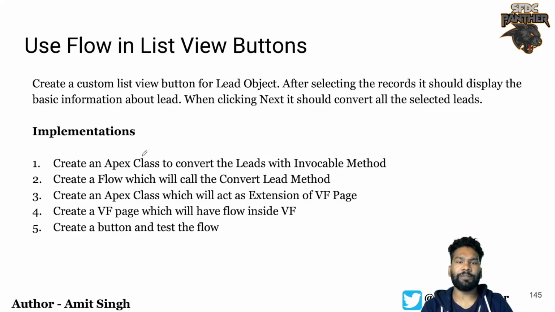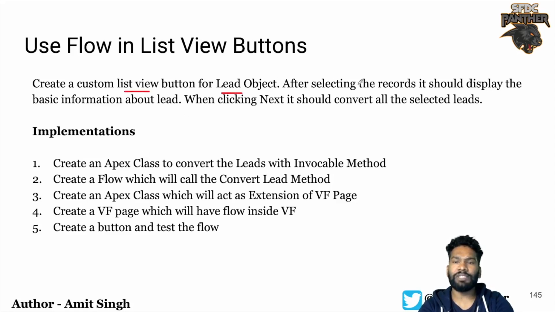My name is Amit Singh, and in this video we are going to talk about a very important topic: how we can pass the multiple selected records or the record IDs to the flow. So what we are going to do here is create a flow, and use that flow inside a list view button for a lead object. You can use this flow for any particular object once you have developed it, but our requirement here is to create a list view button for the lead object.